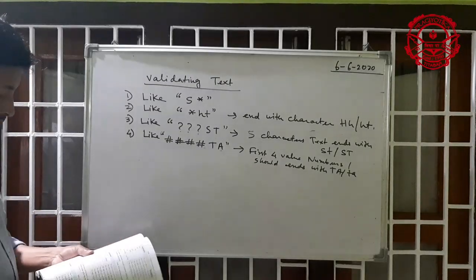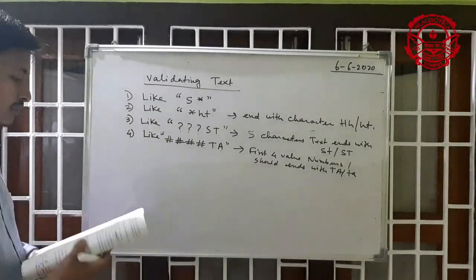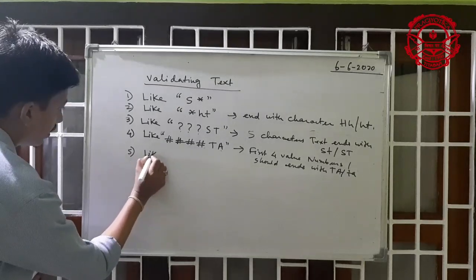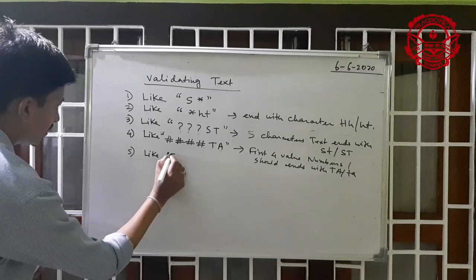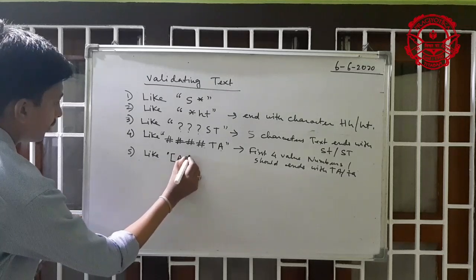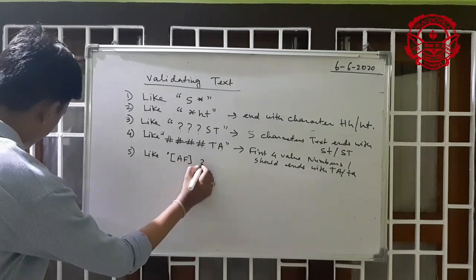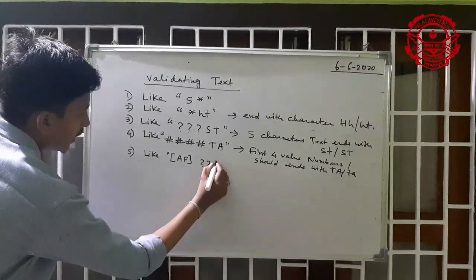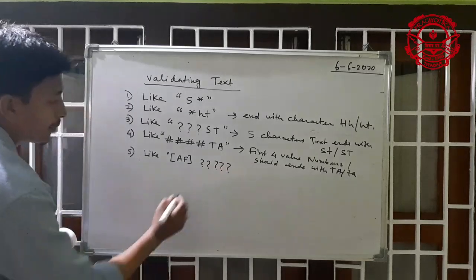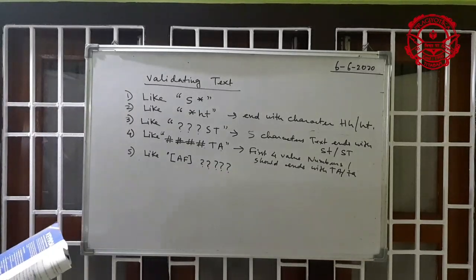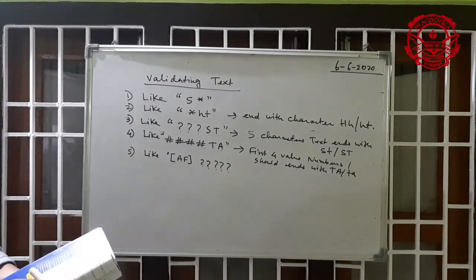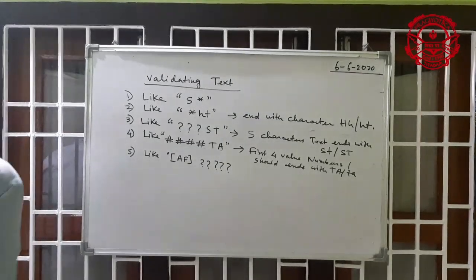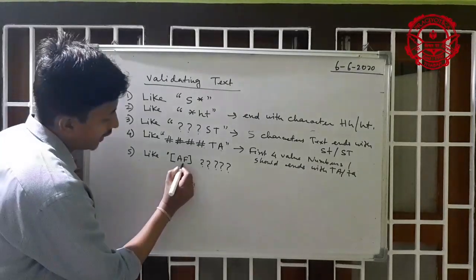Next. Number 5. Like, A F in square brackets, then question mark, question mark, question mark, question mark, question mark. 5 question marks. Okay, it accepts 6 characters. The first character is either A or F.